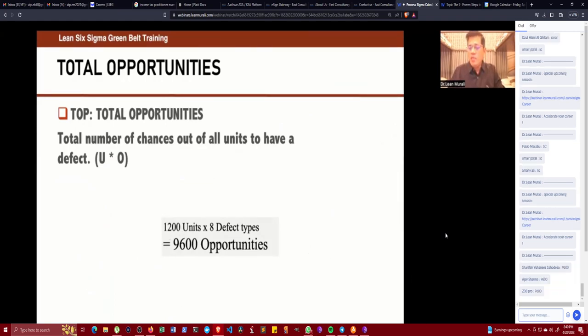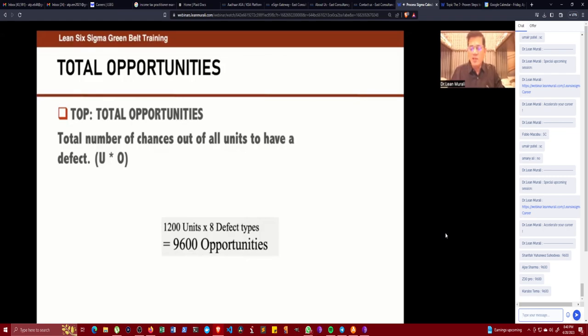Please type in the chat box. I've already given the answer. You can type in the chat box. 8 different types of opportunities are there. That is called a defect type. And 1200 invoices are there. So totally we have 9600.